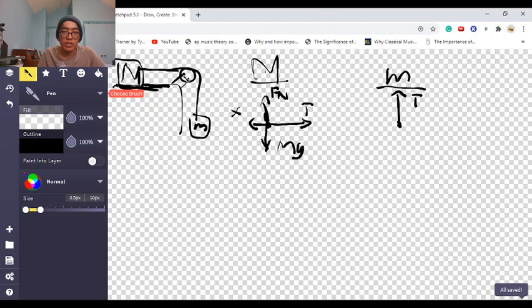Now, because it's accelerating down the line, that means that the gravitational force of mass M is going to be greater than the tension force. This is going to be mg. Remember, this is capital MG, and this is lowercase mg. So this is our force body diagram.